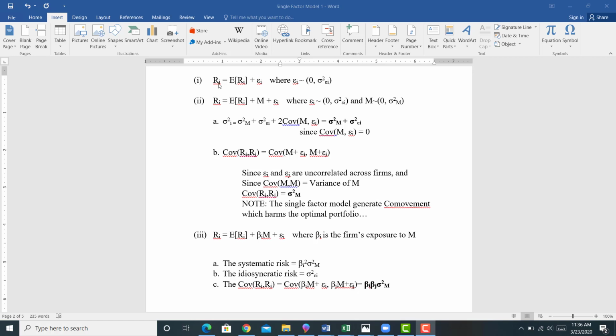So think of this: I might have expectations for a particular stock, what that stock is going to return, but I know I'm going to be wrong. Okay, and so this error term captures my error that comes from my expectation. Does that make sense? It's important to note that these error terms are distributed with a zero mean and a variance equal to sigma squared epsilon I.